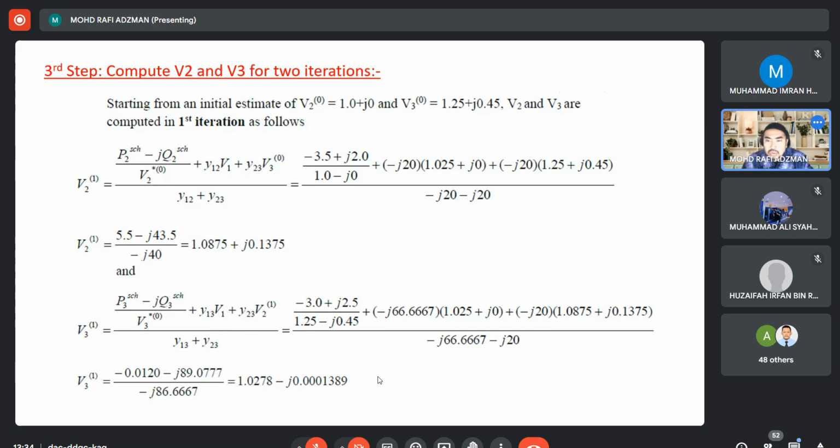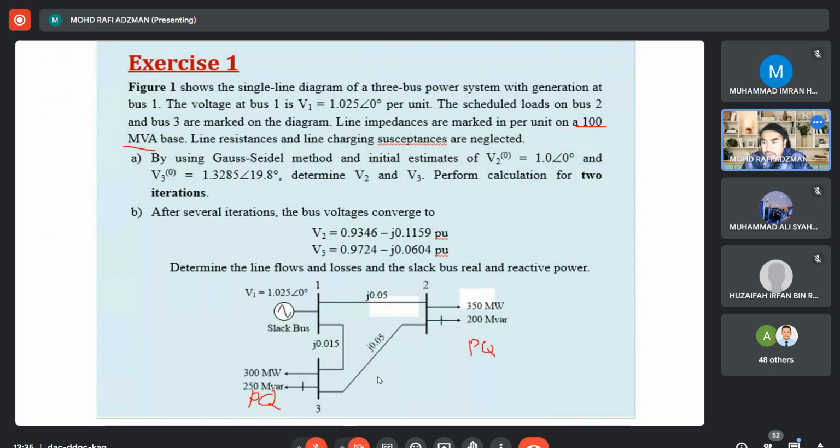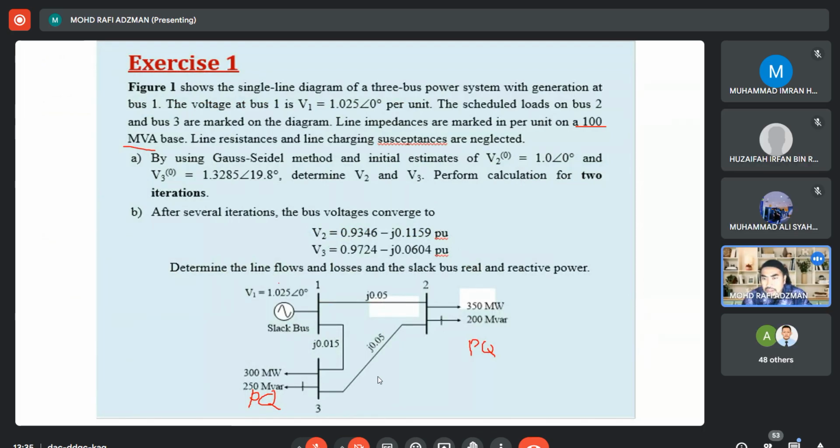Okay. So we have these equations. Okay, we have this equation. So what you need is, you need to know what is your initial value for V2 and V3. So these two are already given in the equation here. Okay, or in this case from here. Okay, V2 is already given.